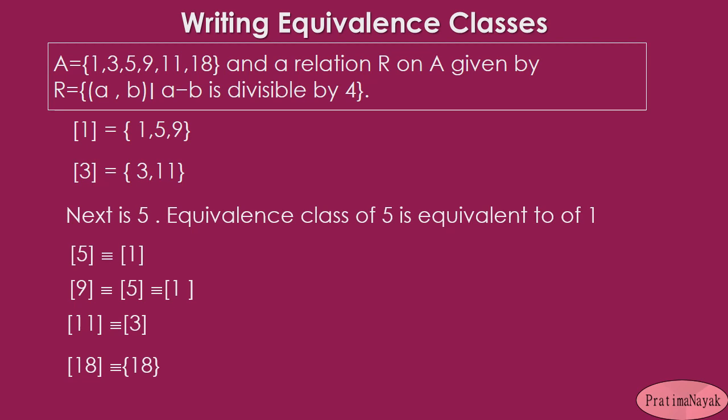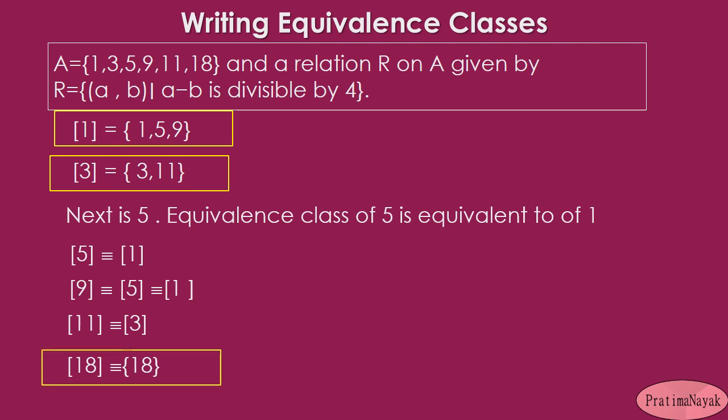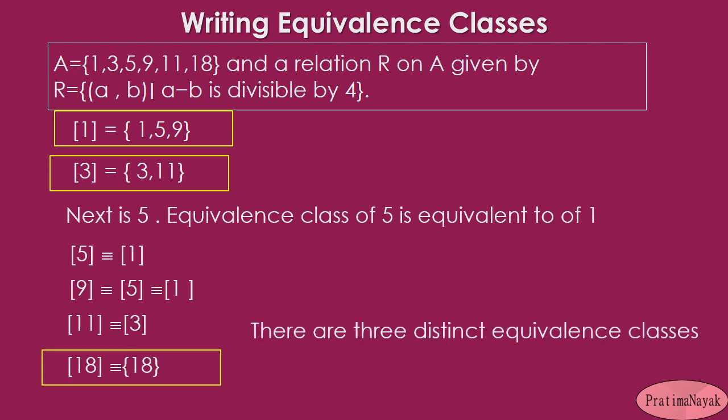So last is 18. For 18, which is the element? It is the same as 18. 18 minus 18 is 0, which is divisible by 4. So we got the equivalence class for all the elements. For 1 it is {1, 5, 9}, for 3 it is {3, 11}, for 18 it is {18}, and the rest are repeated. So we are getting 3 distinct or disjoint equivalence classes.